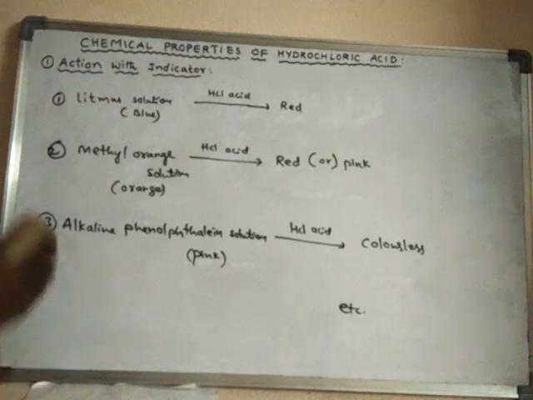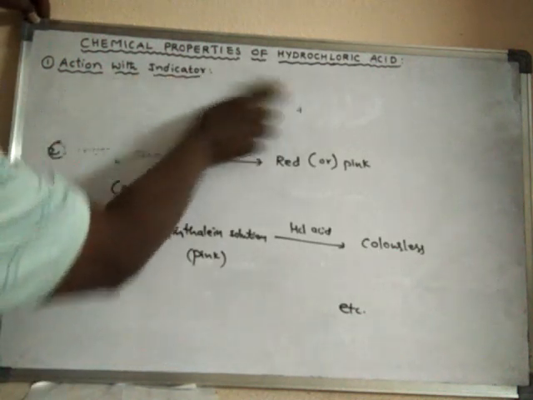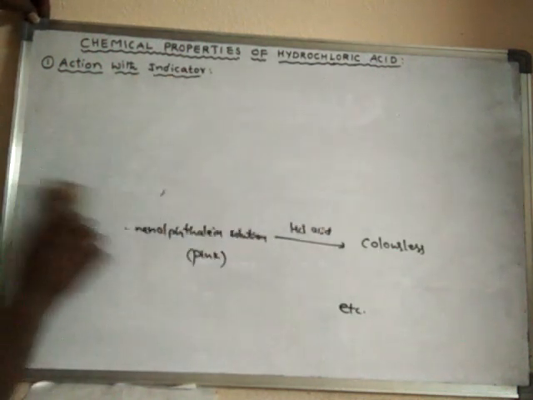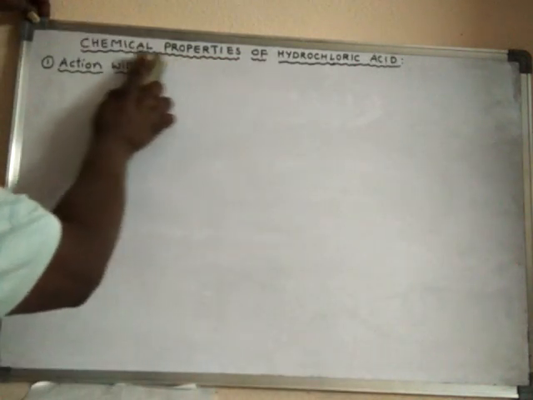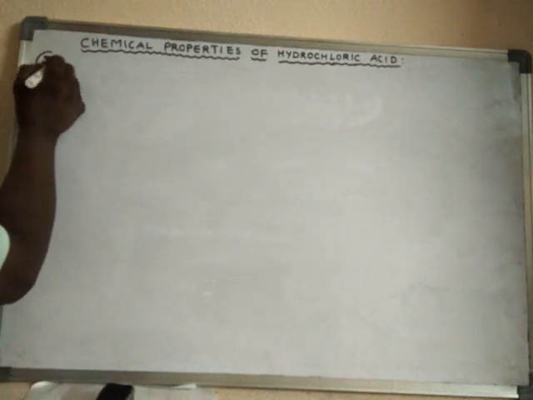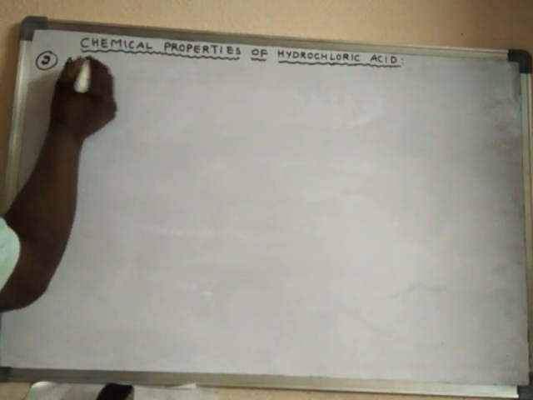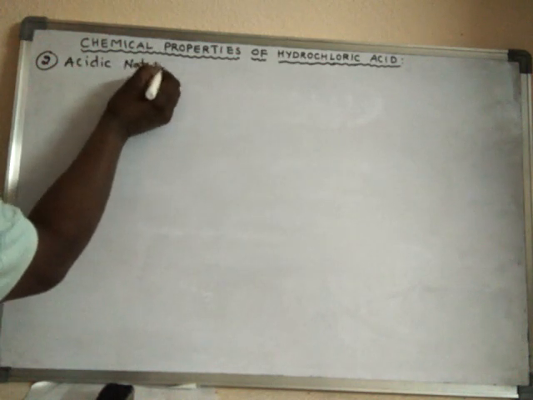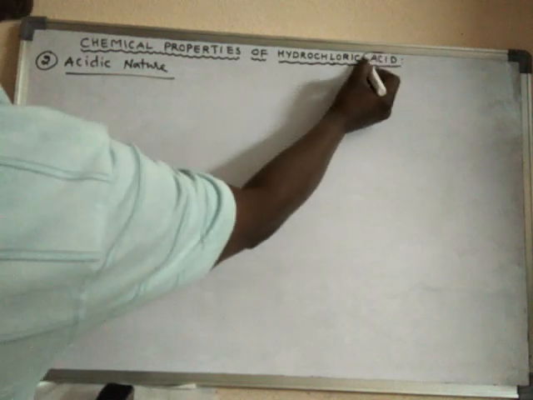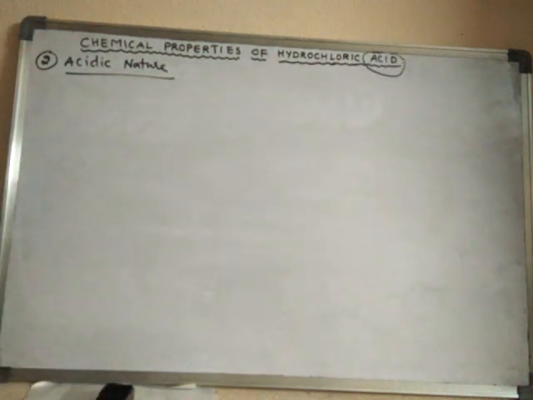Next chemical property is the acidic nature of hydrochloric acid. So the second chemical property is acidic nature. Actually it is an acid, and as it is an acid, it shows acidic nature.